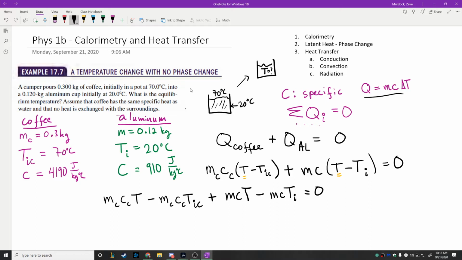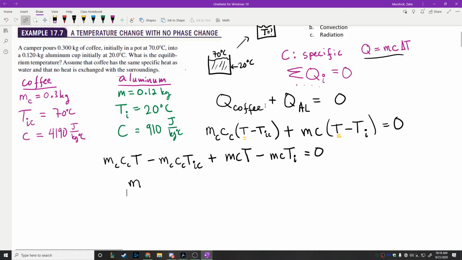And then we just rearrange, moving all the negative signs to the right-hand side of the equation. I'm going to scroll down just a little bit here. So this becomes M_c C_c plus M_a C_a times T. I'm just factoring out the T from that term and that term, and then I'm adding everything else to the right-hand side.